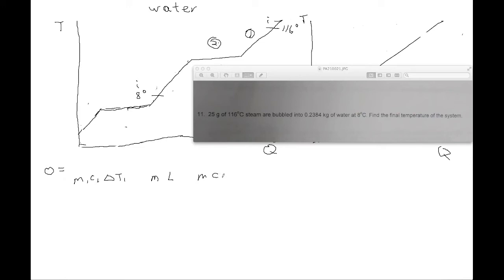where the liquid water goes from 100 degrees Celsius to the final temperature TF. And then the fourth step would be Q equals MC delta T, M3C3 delta T3, and that would be for the other mass of the water.